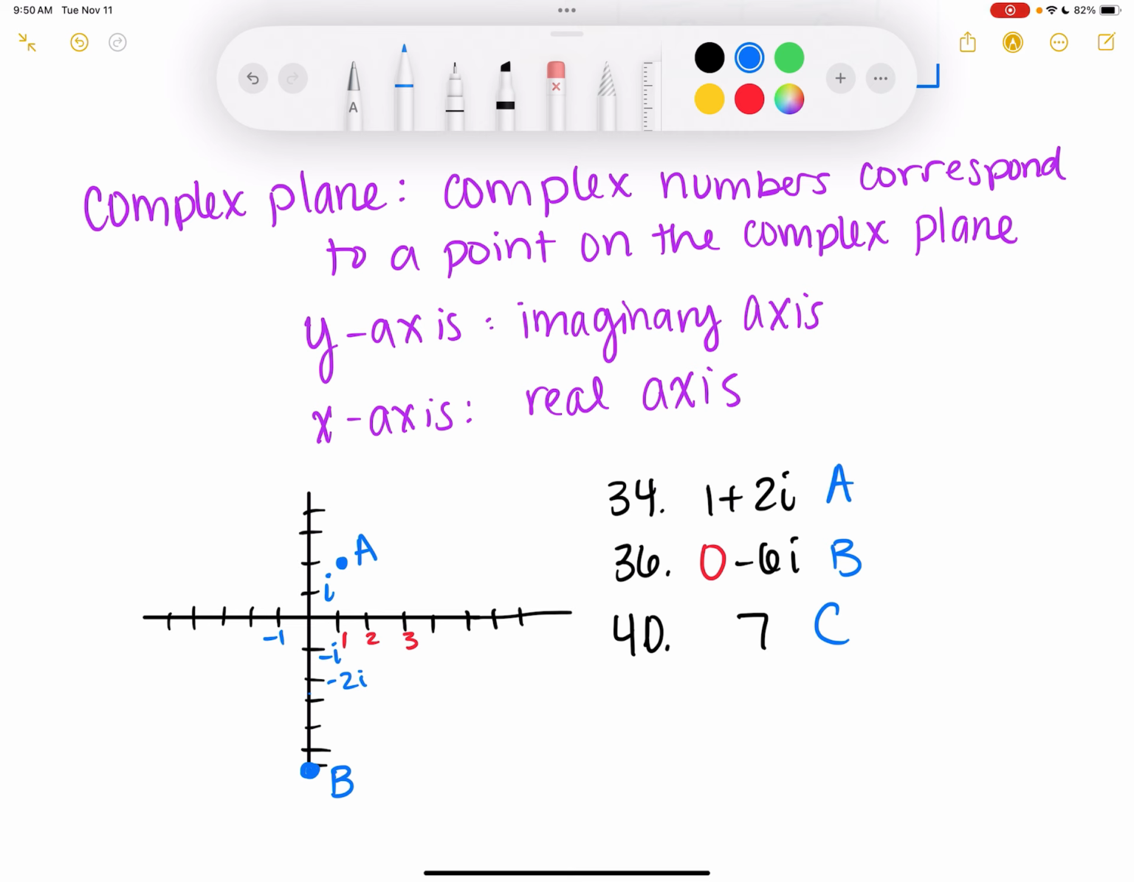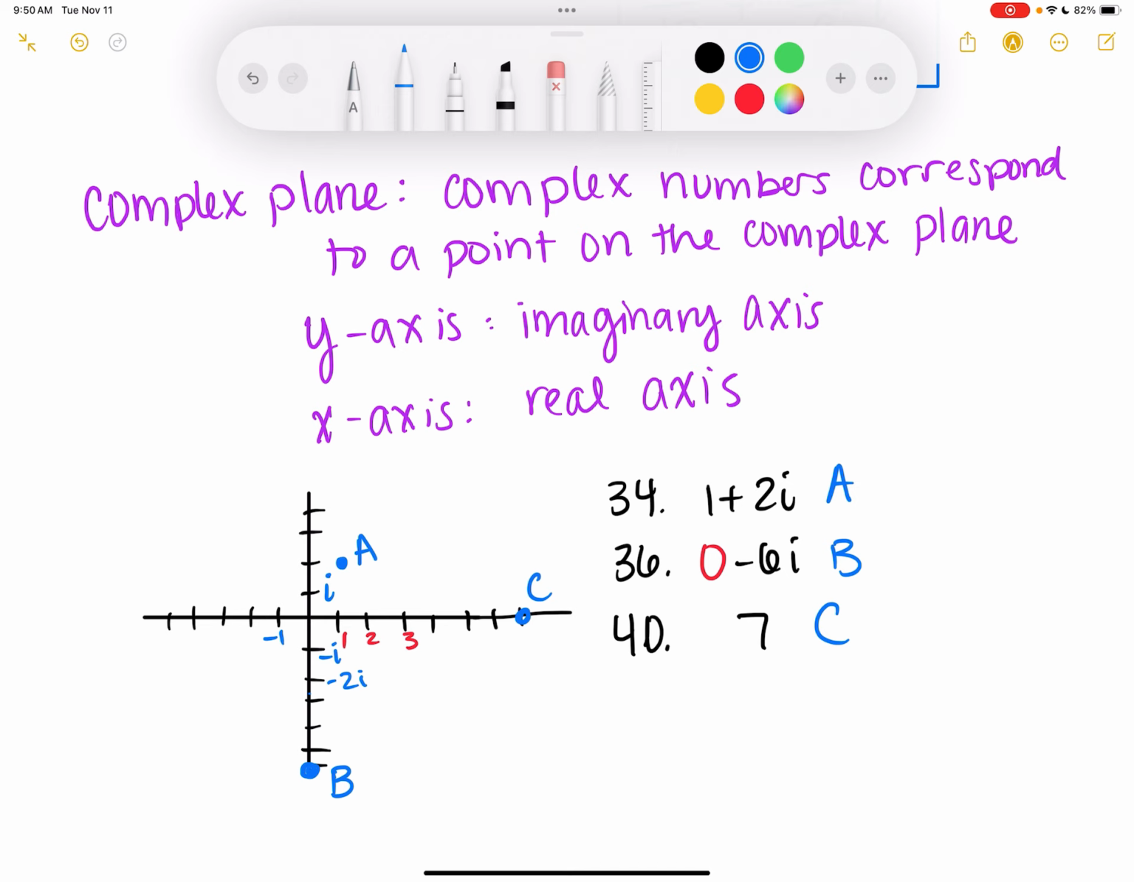And then 40 is just 7. So obviously if you don't see an i, that means it's on the real axis. So on the x-axis, I'm going over to 7. And that's point C. So it's not hard. Honestly, people usually like these ones because there's not really any math involved. You just have to remember your real axis and your imaginary axis.